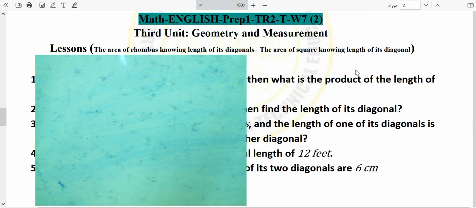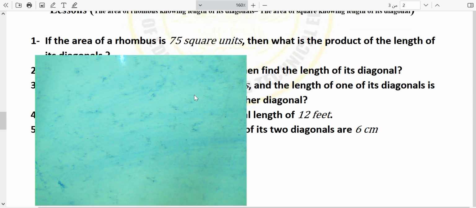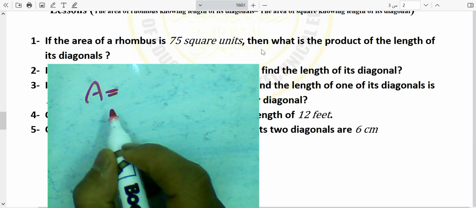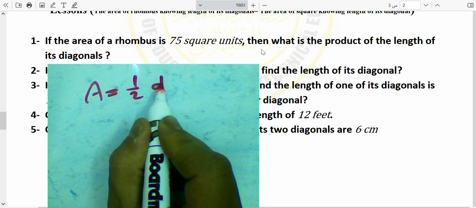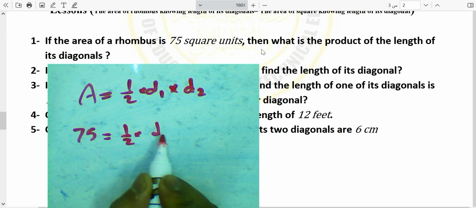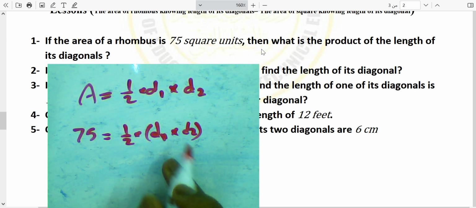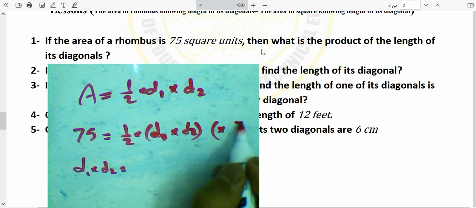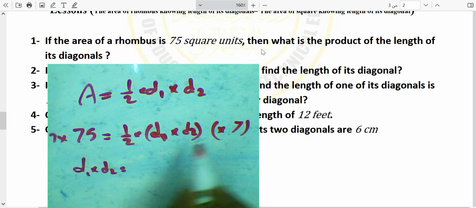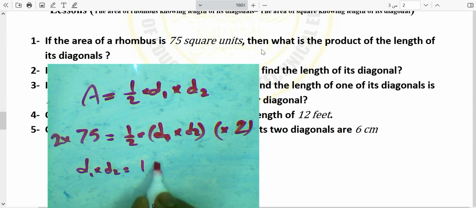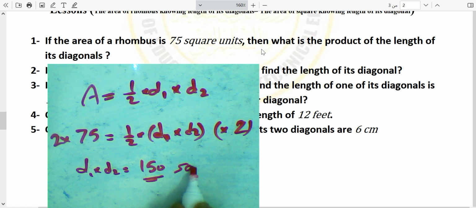Next quiz here. Number 1. If the area of a rhombus is 75 square units, then what is the product of the lengths of its diagonals? Okay, we know the area of a rhombus is half times diagonal 1 times diagonal 2. He gives us that the area was 75, so 75 equals half times diagonal 1 times diagonal 2. He wants to find the product of diagonal 1 and diagonal 2. You must cancel the half by multiplying by its reciprocal, 2, on the left-hand side and the right-hand side, to cancel the half, okay? Then diagonal 1 times diagonal 2 equals 2 times 75, which equals 150 square units.